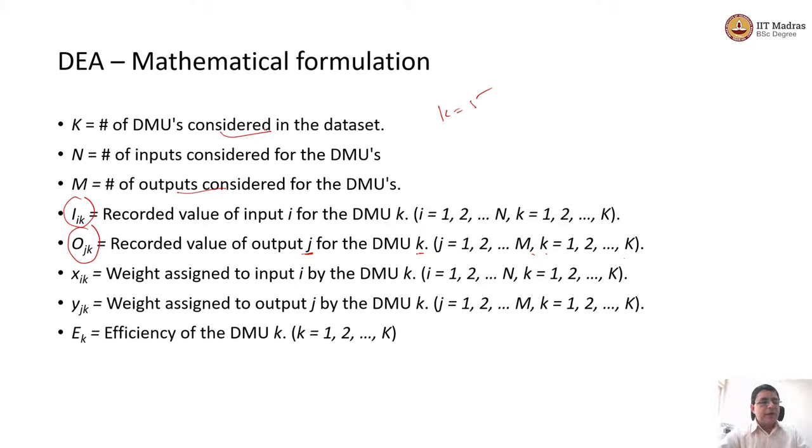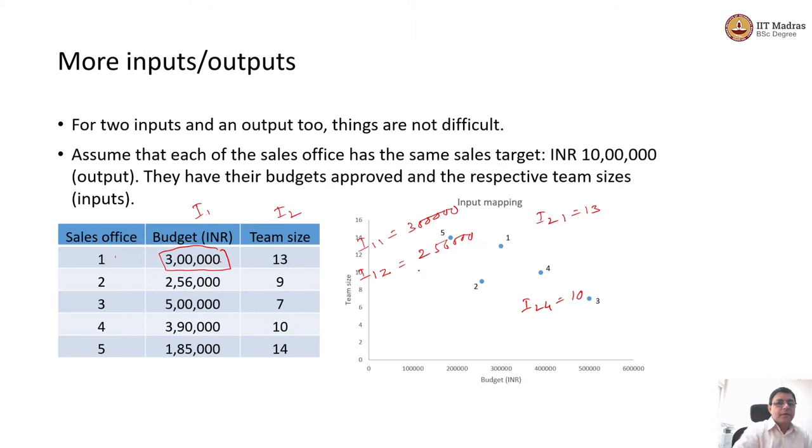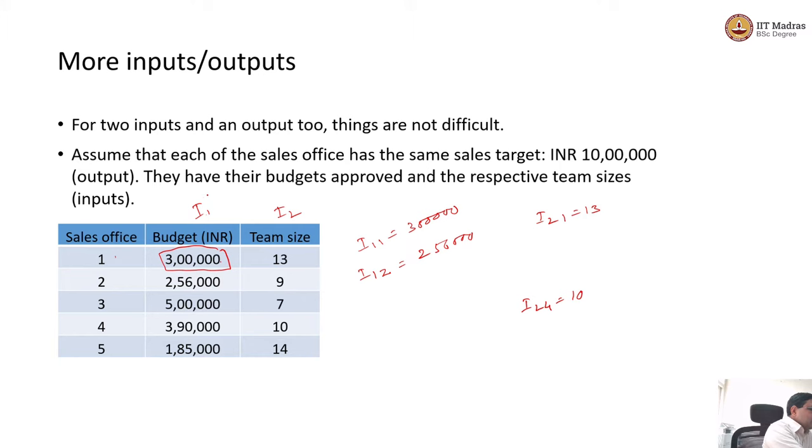Now, simply considering the input values and the output values is not sufficient. Earlier, we have defined that these should be weighted inputs and weighted outputs. So let us define the weights. X_IK and Y_JK are the weights. X_IK is the weight assigned to input I by DMU K. Right here, this is input 1, input 2. For this input, let us consider sales office 1. Now, sales office 1 is going to assign a weight of X11. What does this mean? Weight assigned to input number 1 by sales office number 1.